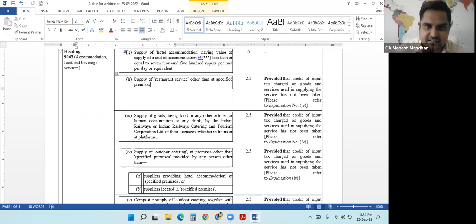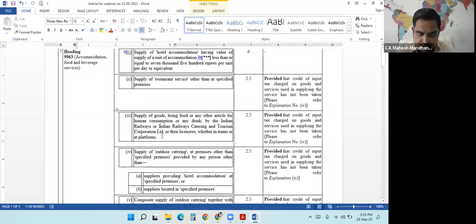So which are the cases for which this 2.5% is applicable? Simple: restaurants who are not providing lodging facility, and restaurants who are providing lodging facility but where the declared tariff is less than 7,500, they will also be liable to tax at 2.5%. And besides this, cloud kitchens, centralized kitchens, takeaway services, delivery, door delivery of food, all. Now if you see clause number 3, through this discussion I am trying to guide you regarding this restaurant service as a whole. What is the position of taxability of restaurant service?